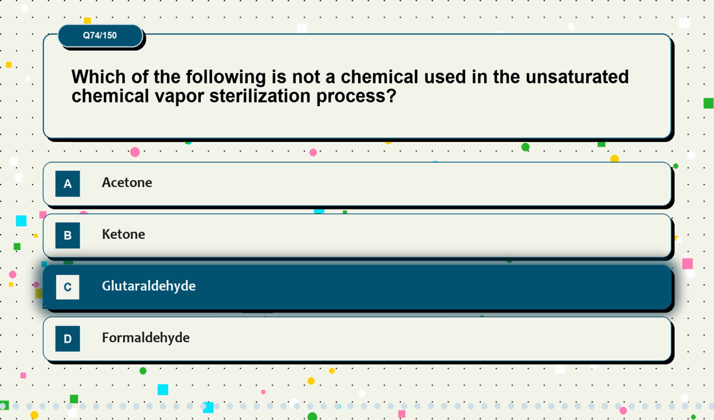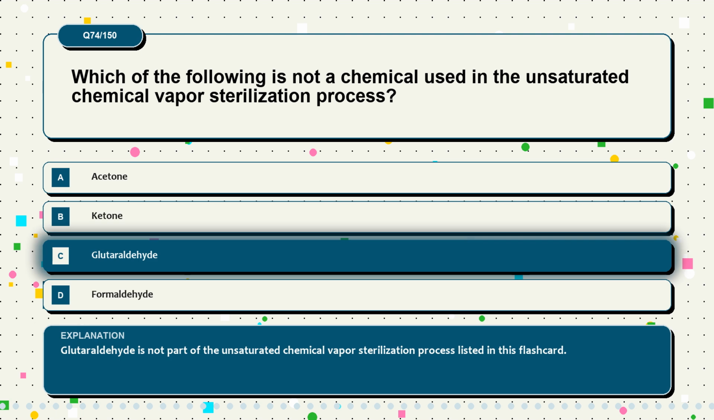The correct answer is option C. Glutaraldehyde. Glutaraldehyde is not part of the unsaturated chemical vapor sterilization process listed in this flashcard.